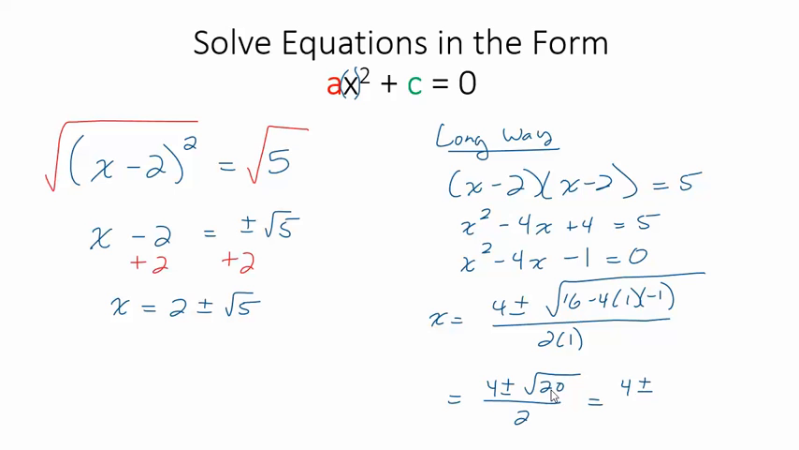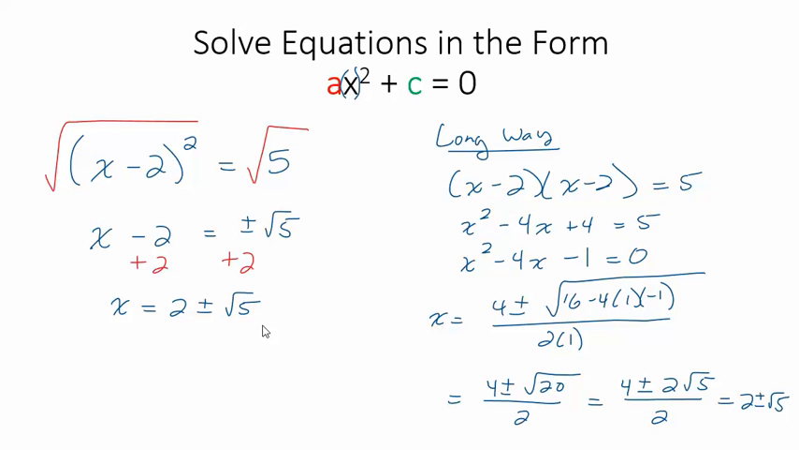20 is 4 times 5, so I can take the square root of 4 to be 2, square root 5. And then if I divide each of these terms by 2, I get 2 plus or minus root 5. Look at that, same answer I got over there. Which way do you think's easier?